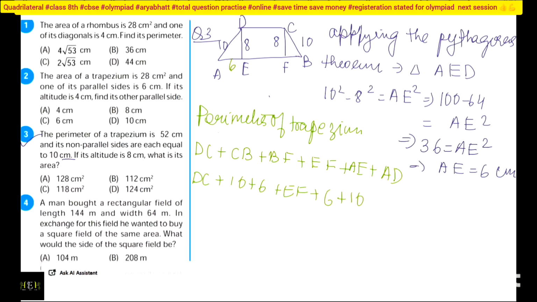Okay, these values I got 6. Suppose that these two will be equal, so I am naming it as x and x. Okay, so by this what do we get? I am getting EF plus DC plus 32. Now this value is how much? If I say that these two are x, so I will get 2x plus 32. Now perimeter is given how much? 52, and this 52 is equal to 2x plus 32.